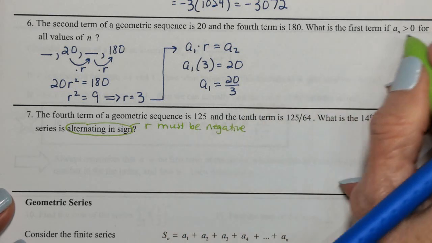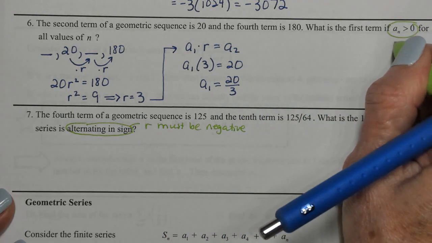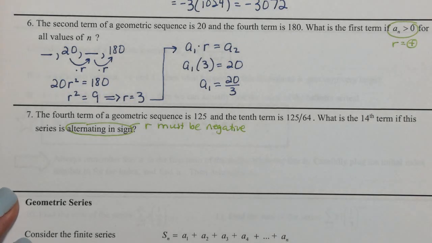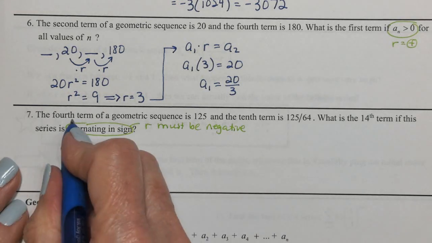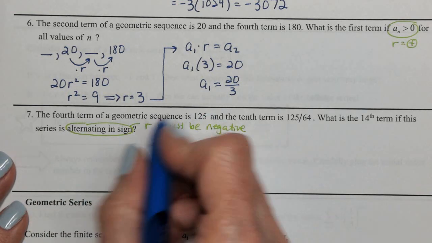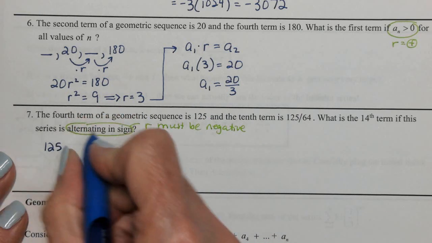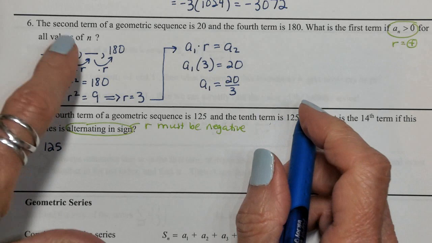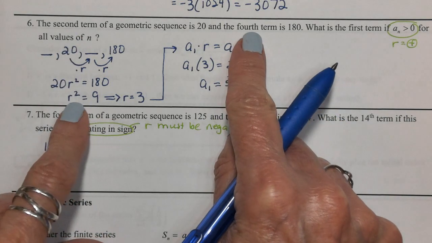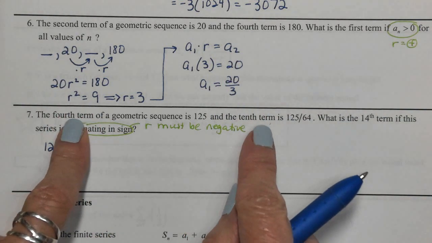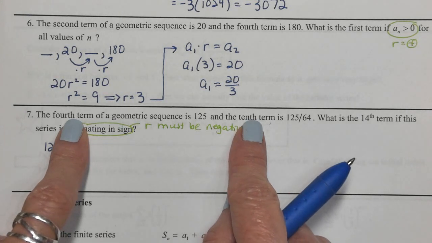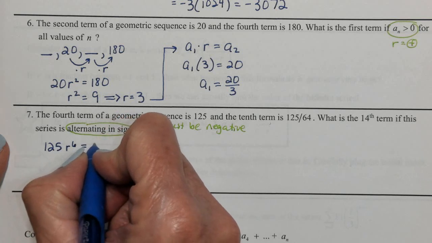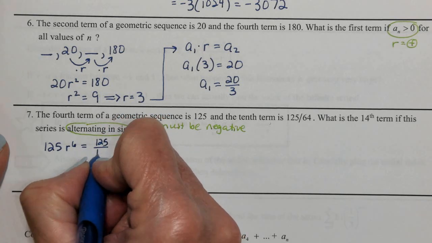Just like above, if a was always positive, I know that r must be positive. Okay? All right, we have our fourth term is 125. How many r's do we have to multiply by to get to the 10th term? To get from the second to the fourth, we had to multiply by r squared. To get from the fourth to the 10th, how many r's do you multiply by? 6. So 25r to the 6th must be 125 divided by 64.